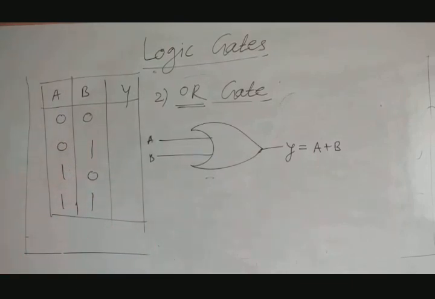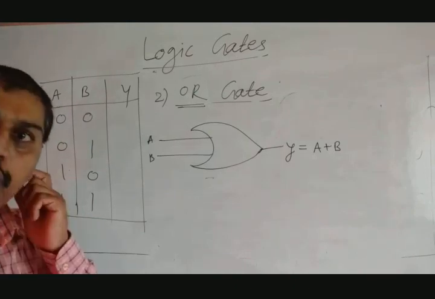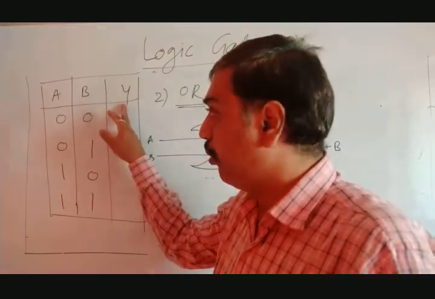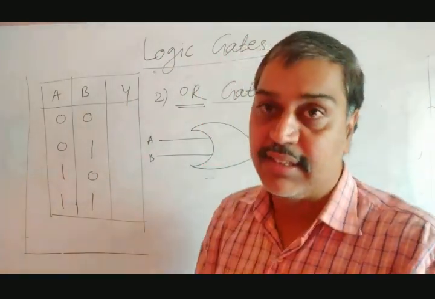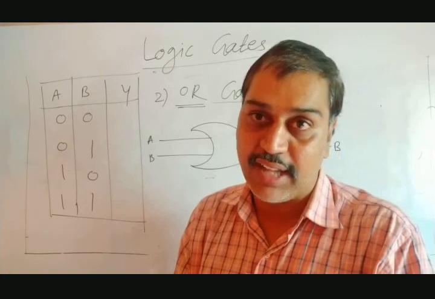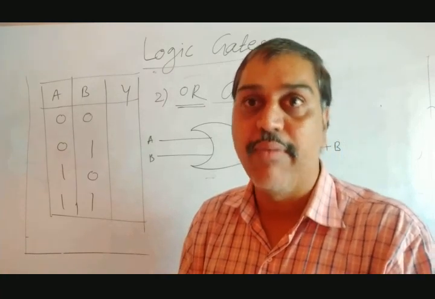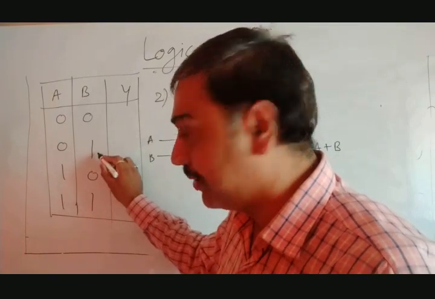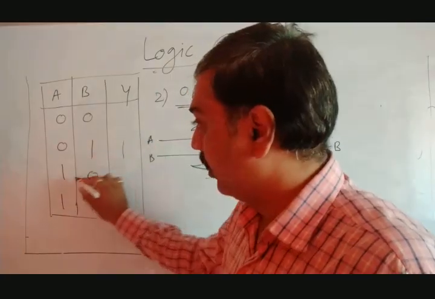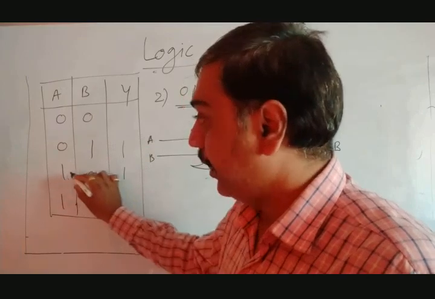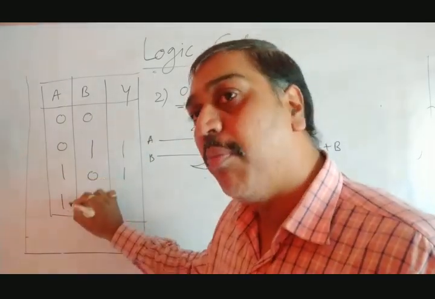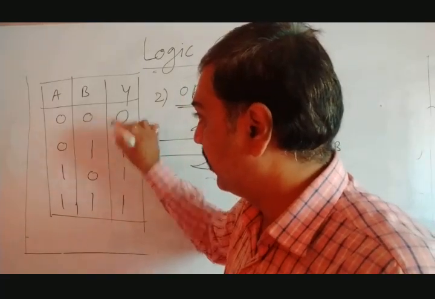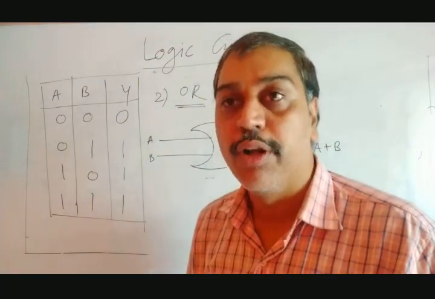Now remember, the OR gate has a property that it will give the output Y high when any one of the inputs is high. See, this is high, any one out of these is high, so it will give the high output. If any one input is high or both the inputs are high, it will give the high output. Otherwise, it will give the low output, 0.